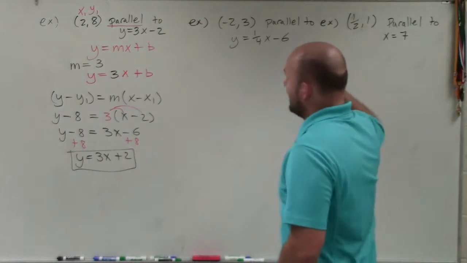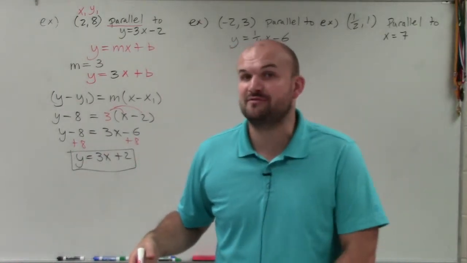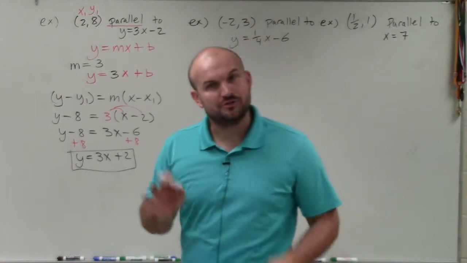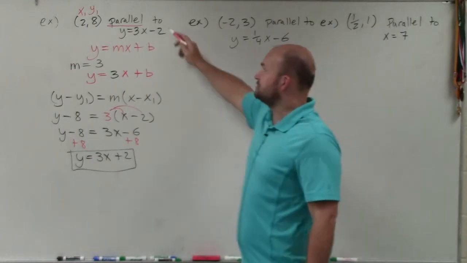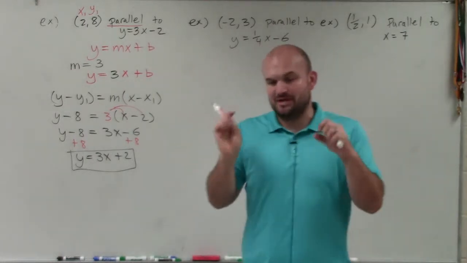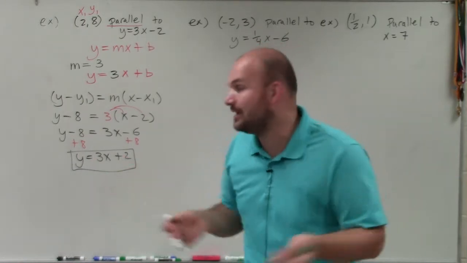Now, for the next one, I am going to use a different method. I'm not going to use point-slope form. I'm going to use slope-intercept form the whole time. But I caution you, be careful, because what a lot of students do when they do it this way is they try to keep the y-intercept the same. That's why I'm trying to make a very big point: the y-intercepts are not the same unless they say they're exactly the same lines.